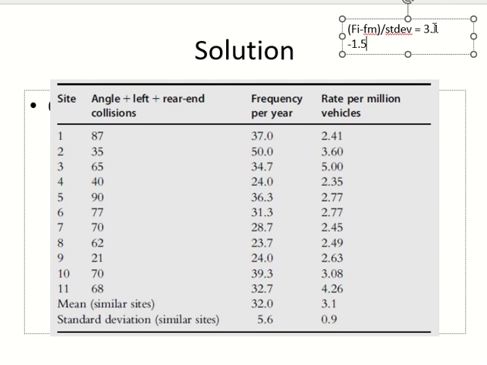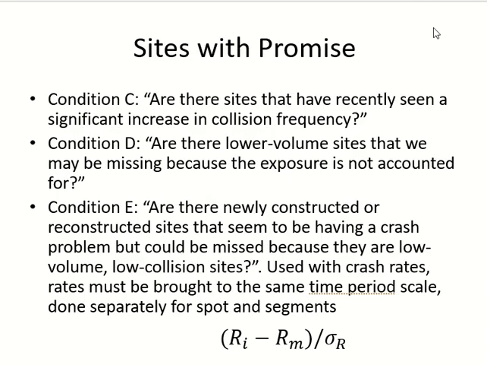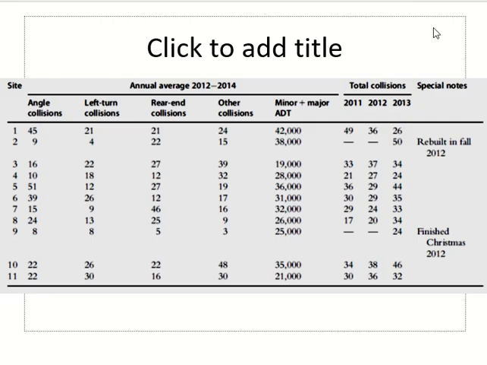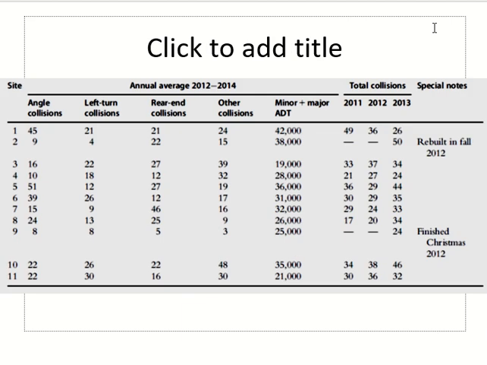Okay, now condition C was, are there any? If the two values is negative, we choose highest. Negative? Leave it. We leave it.